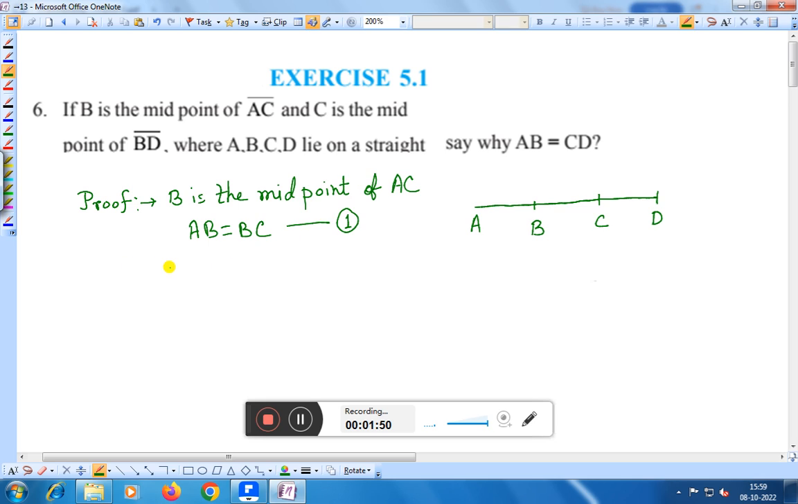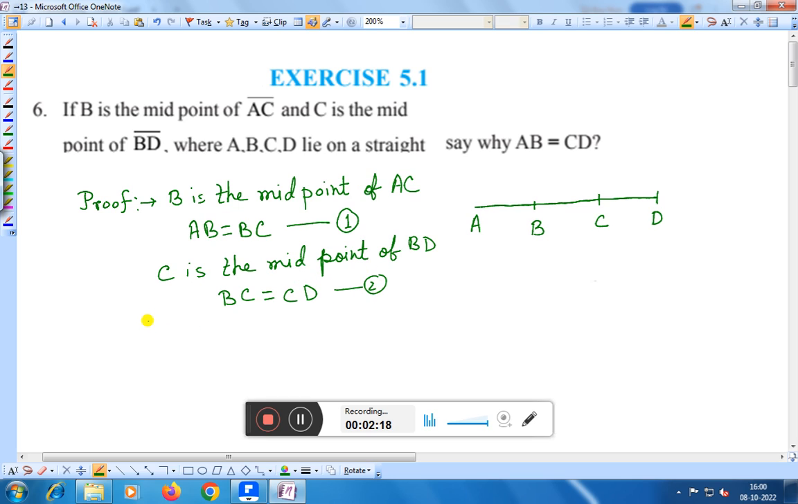Also, C is the midpoint of BD. Then you can write that BC is equal to CD. That is 2.